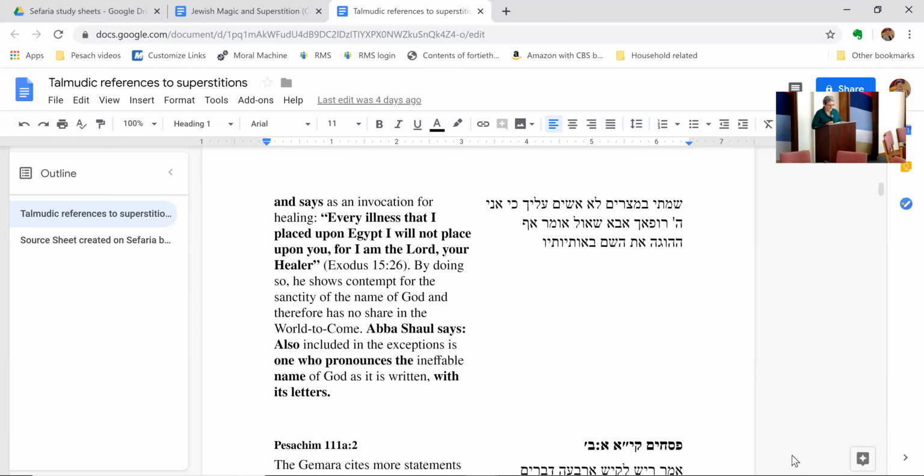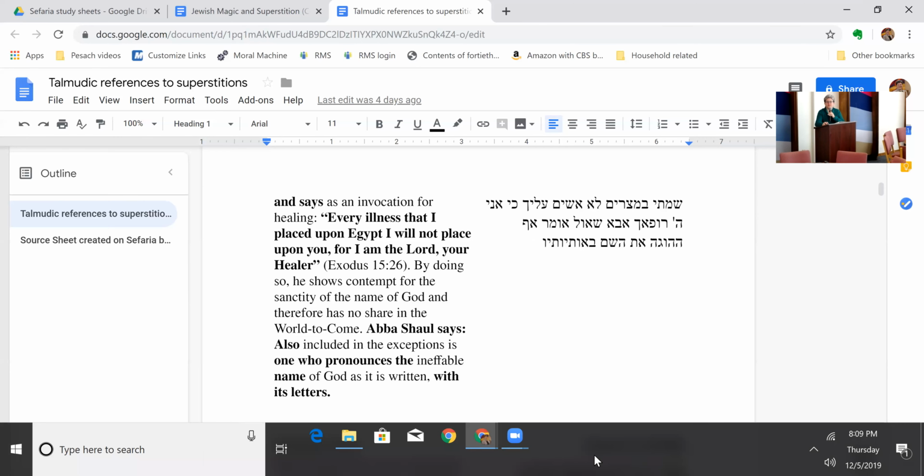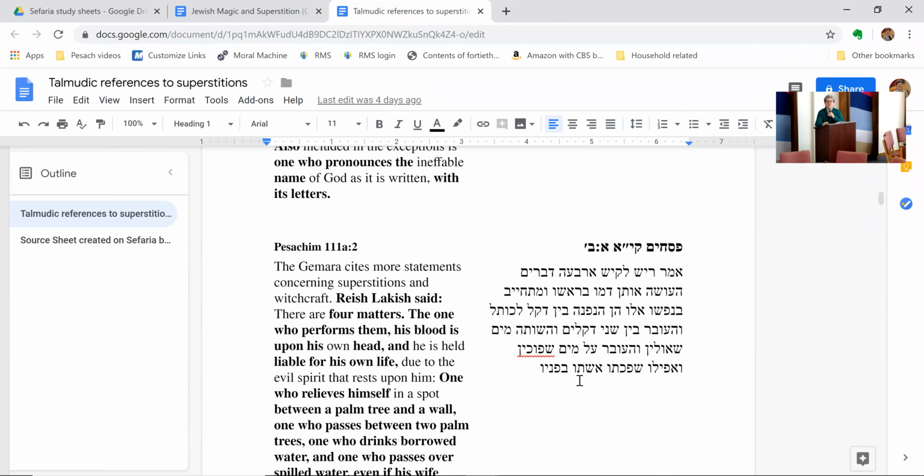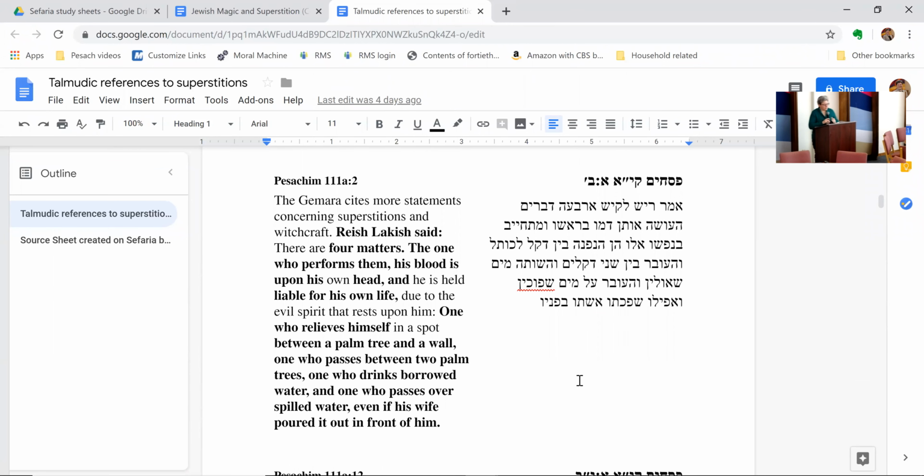Pesachim 111a. Let me just scroll down over here. Okay, here we go. The Gemara cites more statements concerning superstitions and witchcraft. That, by the way, is not in the text. That's just an intro to what we're about to read.